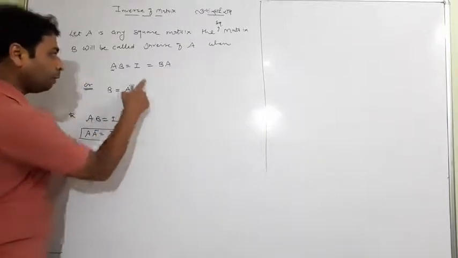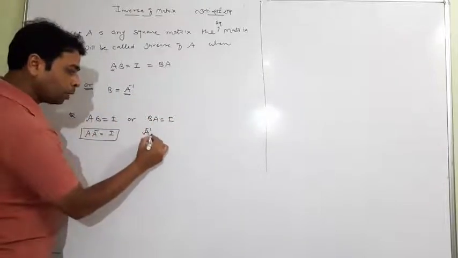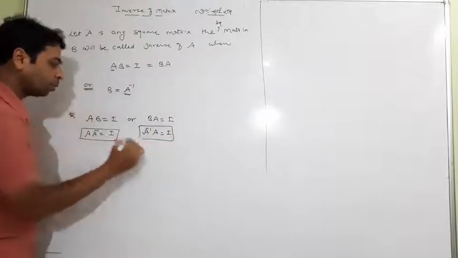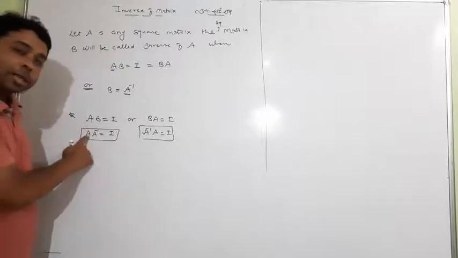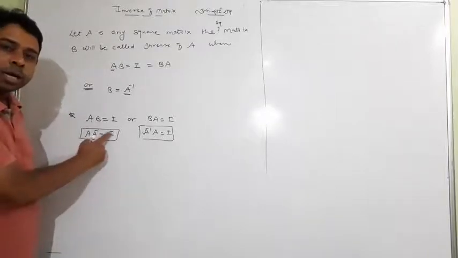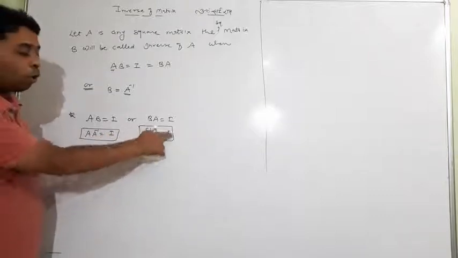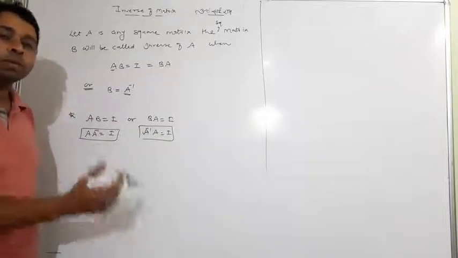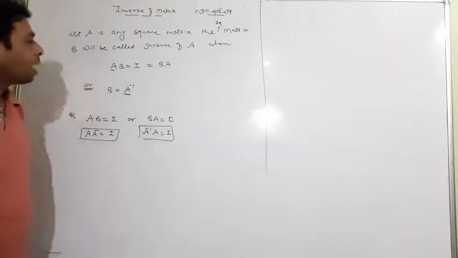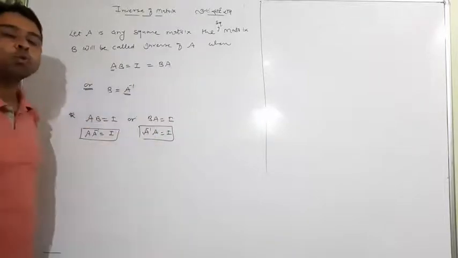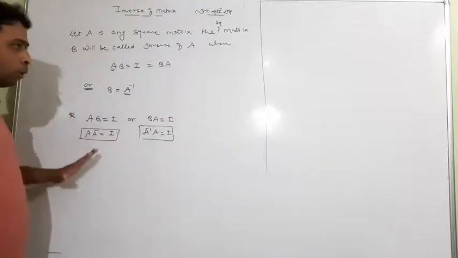Or BA is equal to I. When B is equal to A inverse is put here, again a standard result comes: A inverse into A is equal to I. So keep in your mind that if any matrix is multiplied by its inverse, the identity matrix always comes. A into A inverse or A inverse into A is always I. Keep these two results in your mind. This is the initial definition, but how to find A inverse I will tell you later on. So first remember this board. This is an important one.